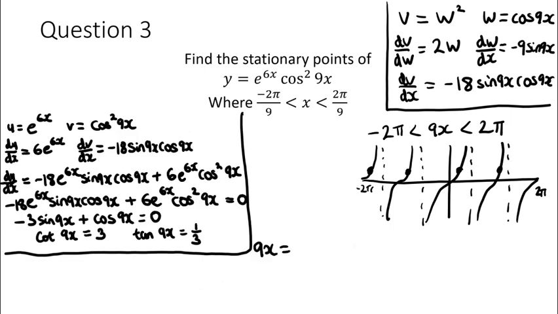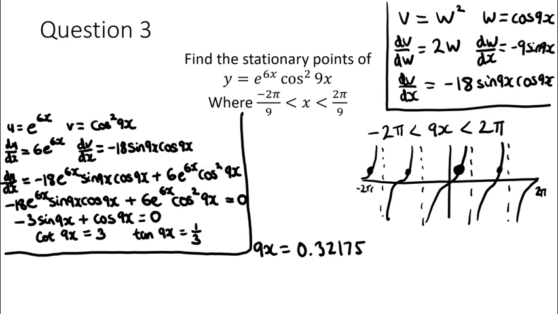So for 9x, when I do arctan of a third on my calculator, the first solution I get is 0.32175. I'm going to go to 5 significant figures here because I'm going to end up dividing by 9. I just want to make sure that I get my answers at the end correct to 3 significant figures, so I'm going to go to quite a high level of accuracy here. Okay, so that would be this solution here.